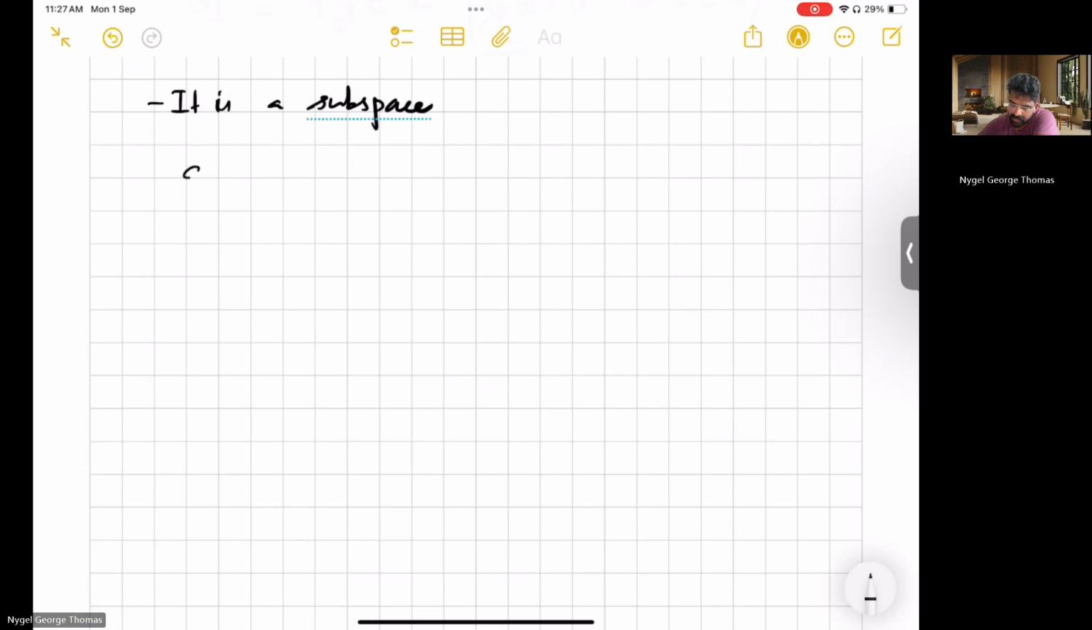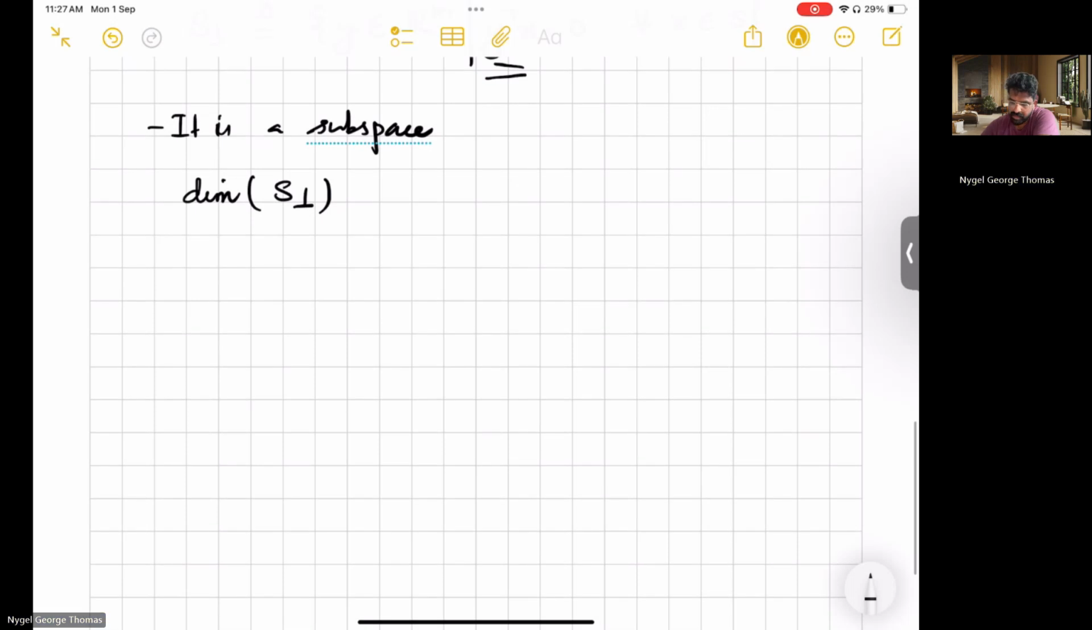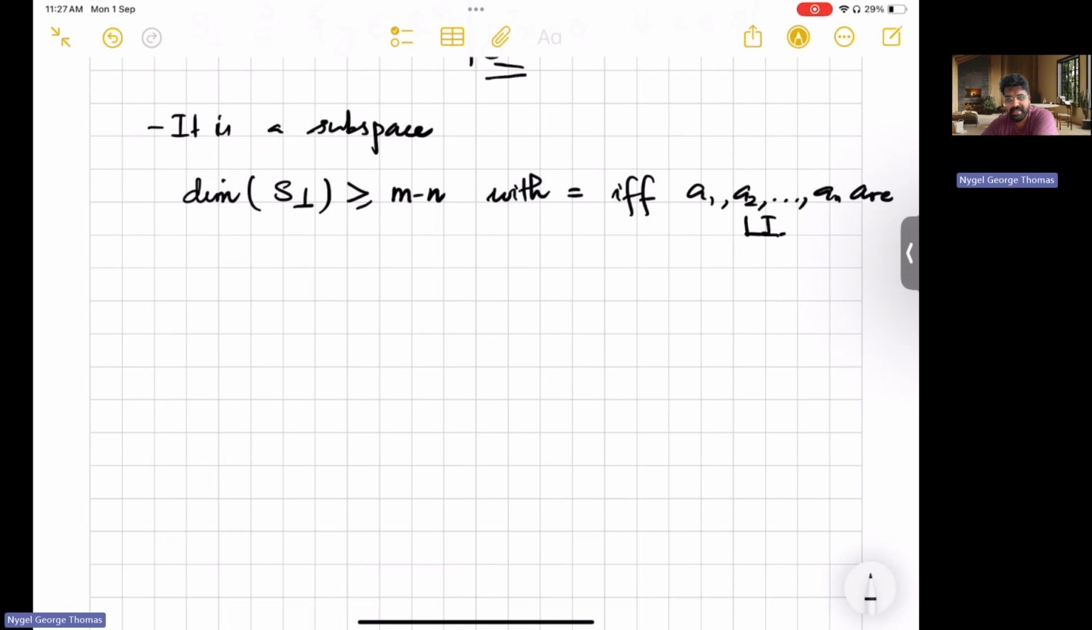The dimension of S orthogonal is greater than or equal to m minus n, with equality holding if and only if a1, a2, etc. an are linearly independent. So we are in an m-dimensional space. We have n vectors, which is not exactly spanning the R^m space, but a subspace of it, S.